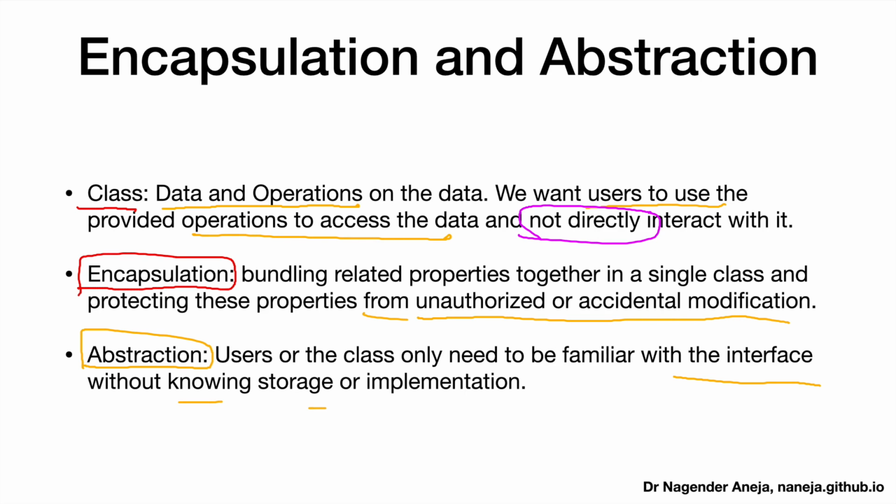Without knowing storage or implementing how the data is stored, you're not concerned with that, whether it's on the static memory or in the heap memory. We are not concerned about that, or whether you're actually checking whether this value should be greater than zero or not. So that is also hidden from the implementation. I mean, hidden to the user. So users must know only the interface. That's the abstraction. So there is a level of abstraction. You don't have to be knowledgeable about all the implementation.